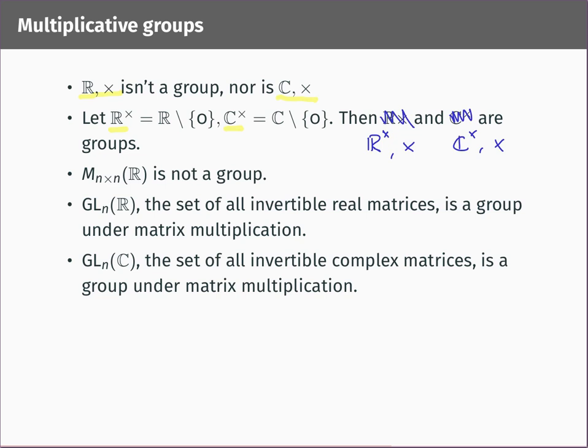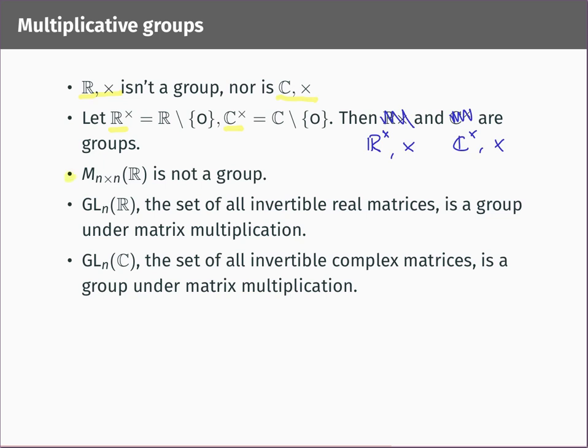They're both associative because real or complex number multiplication is associative. They both have identities, namely the number 1. They both have inverses because whenever you have a non-zero real or complex number, then 1 over that number is again a non-zero real or complex number, and that is your multiplicative inverse. And multiplication really is a binary operation on those sets. If you multiply together two non-zero complex numbers or two non-zero real numbers, the result is another non-zero real or complex number.